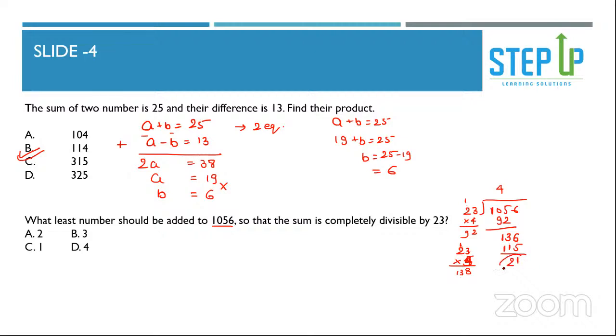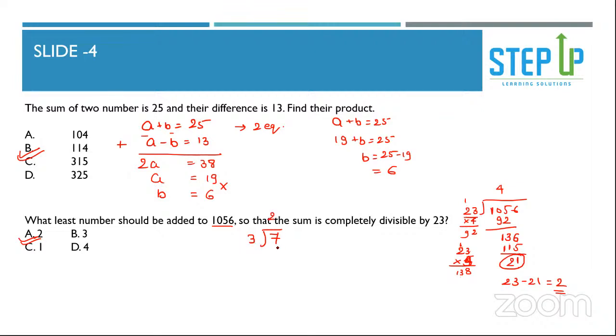21, right? So if this is your remainder, from 24 you need to subtract 21. Whatever number you are getting, that you need to add. If you are finding it this way, let's say for 7, what number should we add to 7 when we have to make it completely divisible by 3?